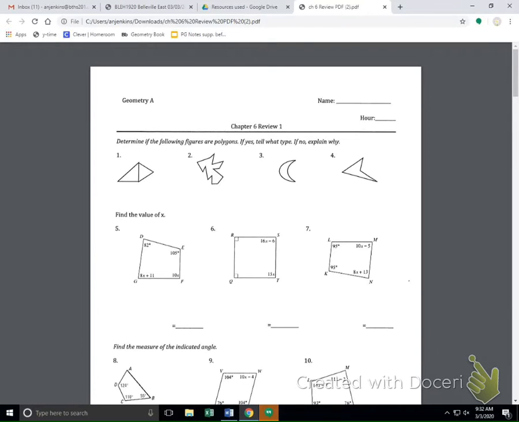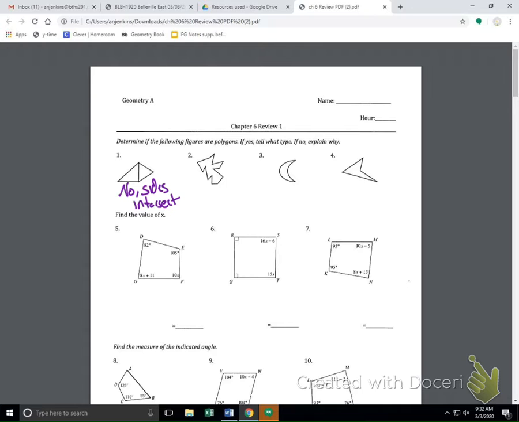So the first one is not considered to be a polygon because our sides intersect. Each of them individually is a polygon. They're each triangles. But because we have this line, I don't classify it that way.